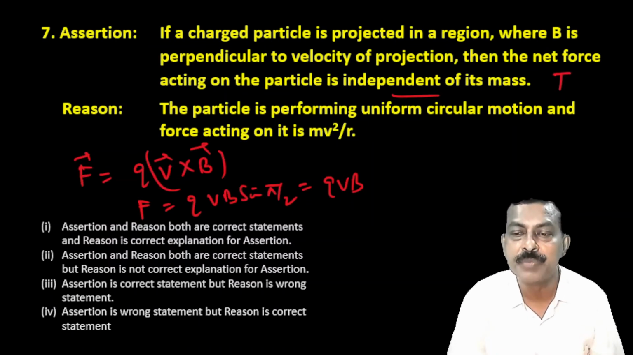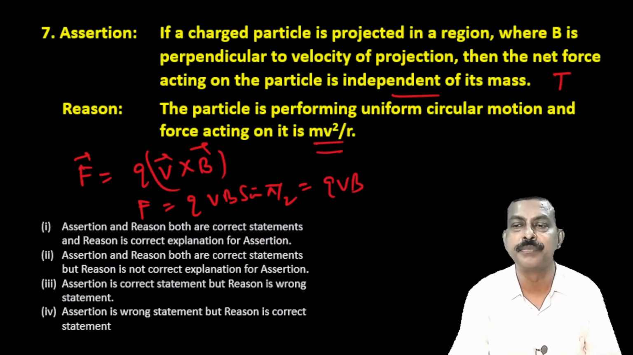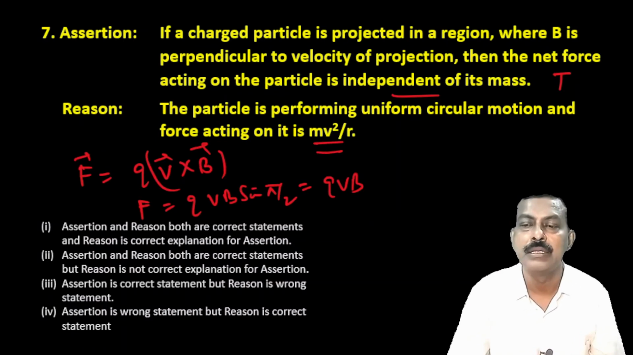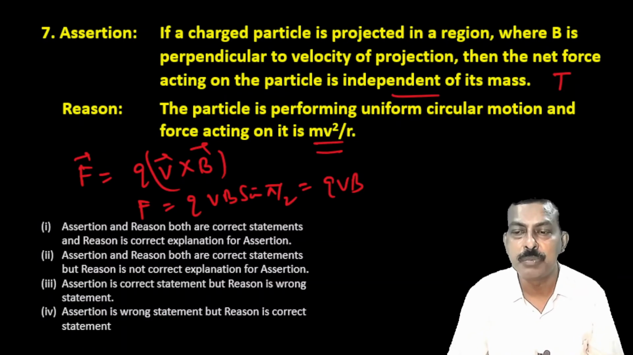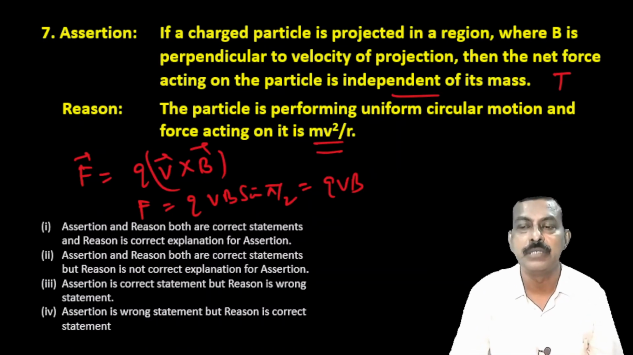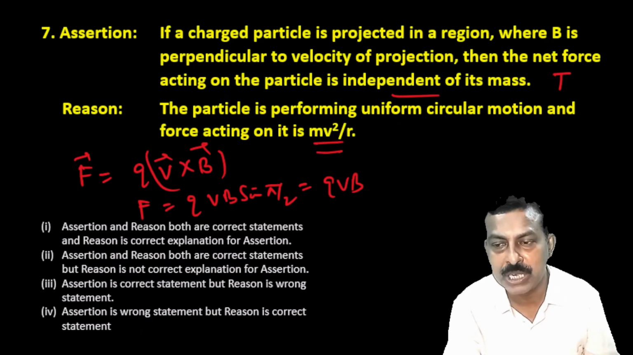Next, the reason: the particle is performing uniform circular motion and the force acting on it is mv square by r. Now if V and B are mutually perpendicular, definitely the force will be acting in a direction perpendicular to both V and B, and it will describe a circular path.